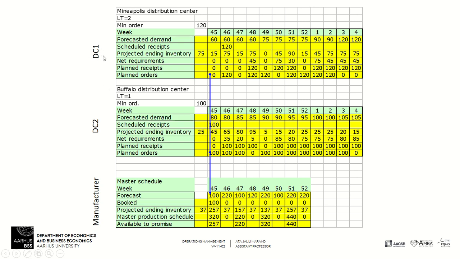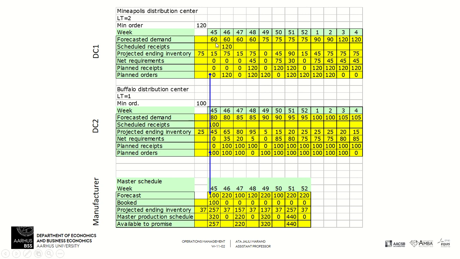Doing the calculations for DC1 and DC2, we can see that, for example, in week 45, the planned orders are 0 in DC1 and 100 in DC2, and these two values give us a total of 100, which is in fact the forecasted demand at the manufacturer or at the source level in upstream, which is in fact the input to the master production schedule record for the manufacturer.